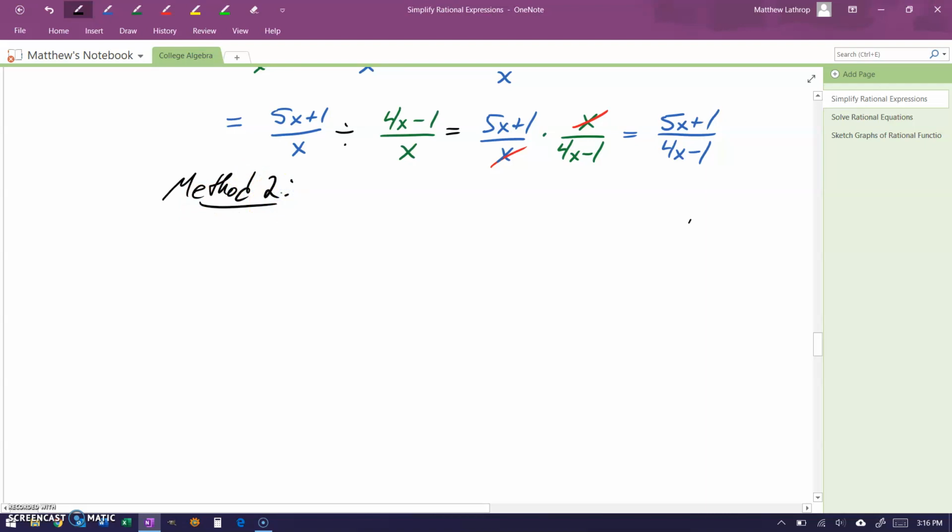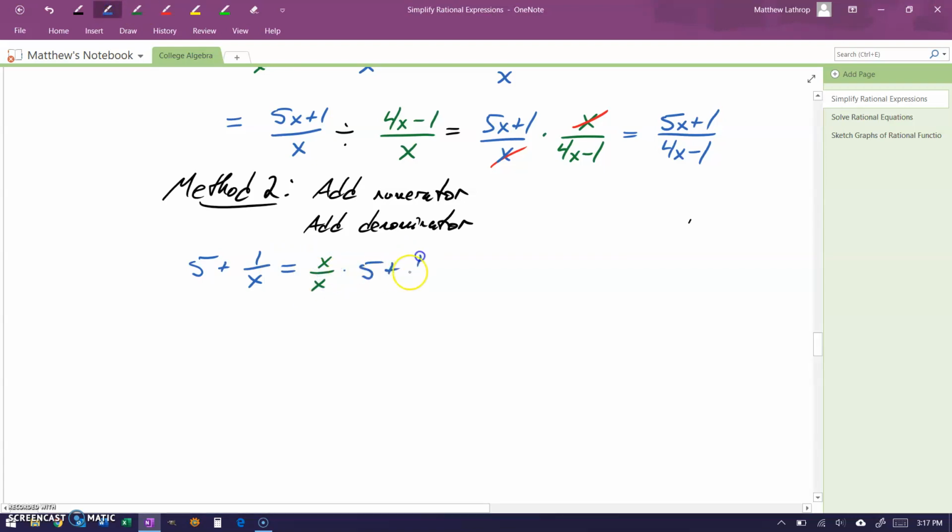In method 2, what we're going to do is first start off by adding the terms in the numerator, then add the terms in the denominator, and then tackle the entire problem. So what we'll do to start off is look at just tackling 5 plus 1 over x. In order to add these together, we'll need to multiply by that common denominator, x over x, which will leave us with 5x plus 1 over x. And then we'll look at doing the same thing for the expression in the denominator, which is 4 minus 1 over x.